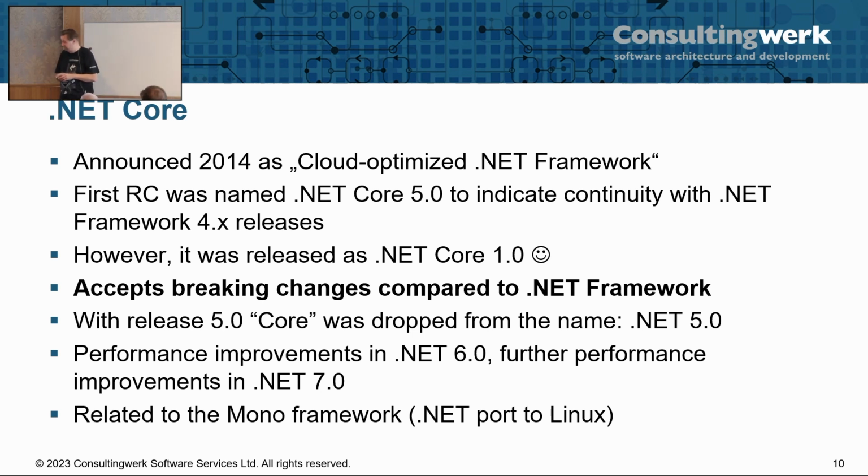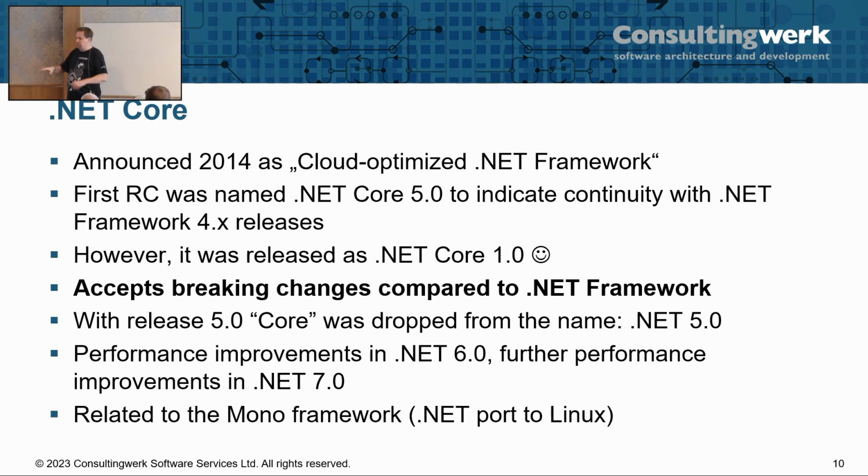The first release candidate, the first version around that time, was called .NET Core 5.0. And still a lot of developers refer to it as .NET Core, even though Microsoft isn't using that as the product name anymore. .NET Core 5.0 was a release candidate name, and the first version of that .NET Core got a version number 1.0.